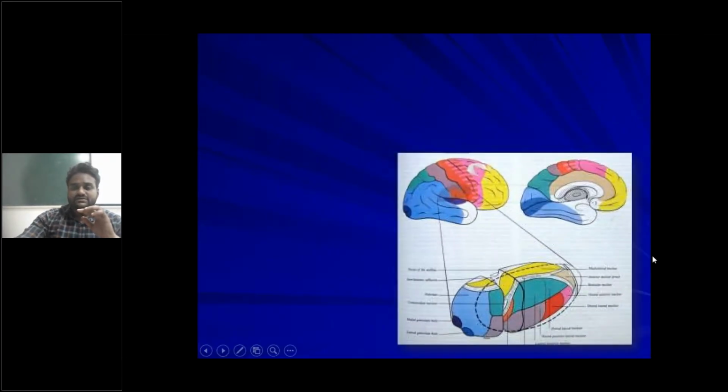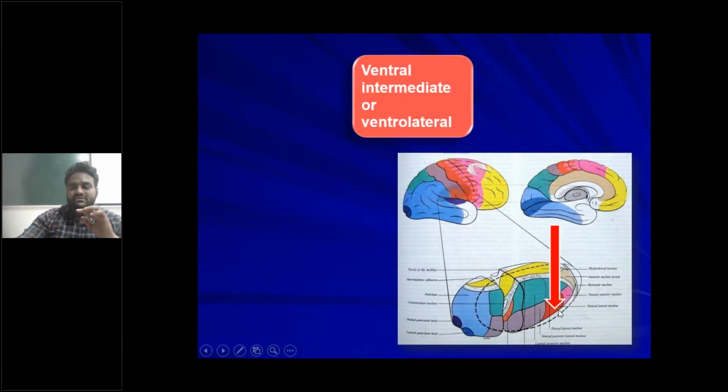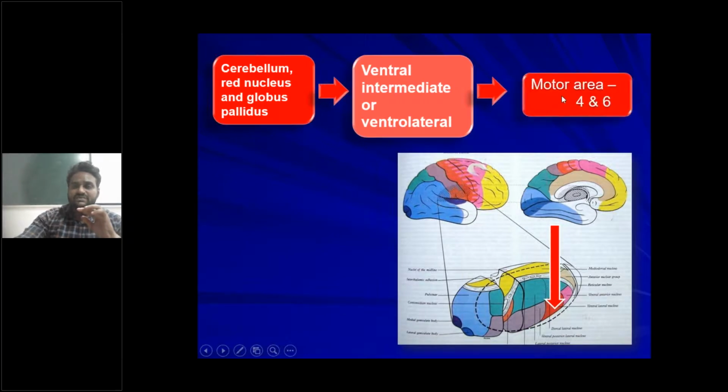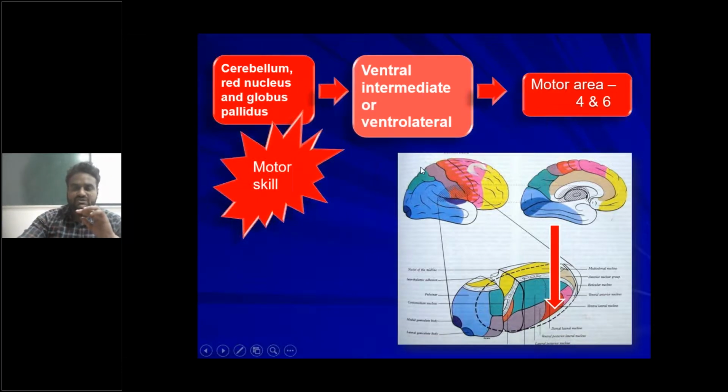And the third one, VL or VI, ventral intermediate or ventrolateral. This arrow is showing it here, in brick red color. It receives input fibers from the cerebellum, red nucleus, and globus pallidus, meaning basal ganglia, but mainly important fibers from the cerebellum. Output fibers go to the primary motor area of the cerebral hemisphere, in front of the central sulcus. Its function is motor skills, motor activities or motor functions of the body. That is the function of this nucleus.